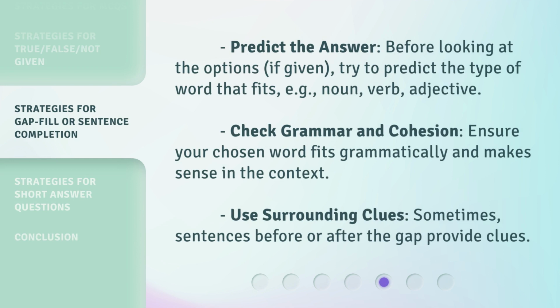Predict the answer. Before looking at the options, if given, try to predict the type of word that fits, e.g., noun, verb, adjective. Check grammar and cohesion. Ensure your chosen word fits grammatically and makes sense in the context. Use surrounding clues. Sometimes, sentences before or after the gap provide clues.